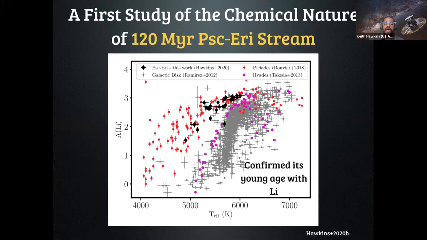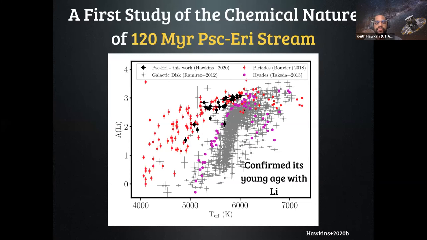We actually were able to show that the lithium was significantly enhanced. So this is the lithium as a function of temperature for the galactic disk, the Hyades in purple and the Pleiades in red, and the Pisces-Eridanus stream in black. We found that it was very enhanced in lithium, not lithium enhanced in terms of the lithium-rich giants we talked about yesterday, but enhanced enough in lithium for dwarf stars that they were considered very young, 100 million years old.